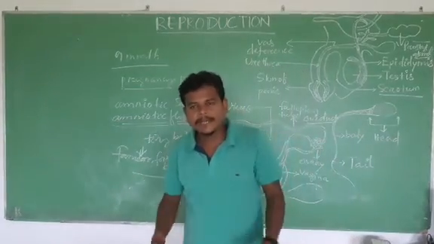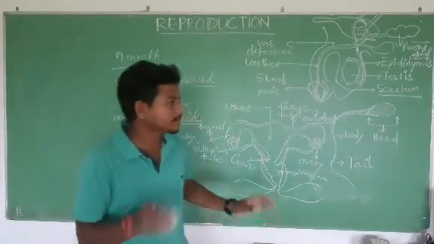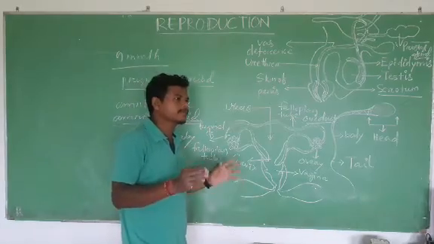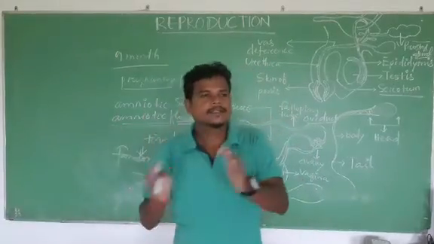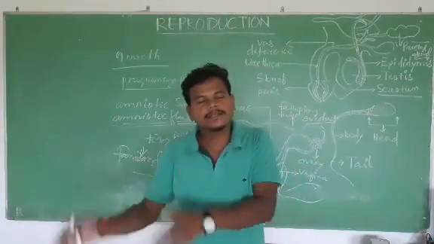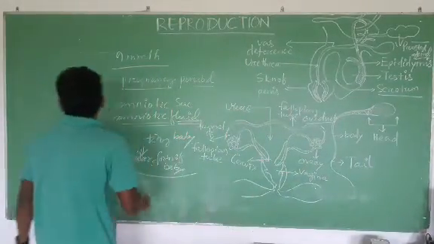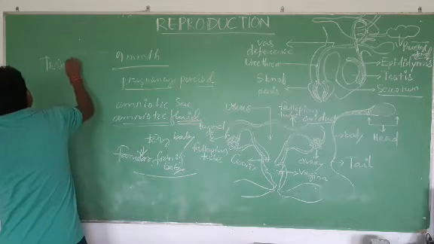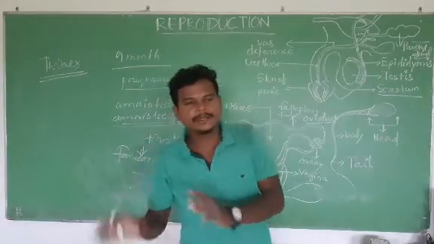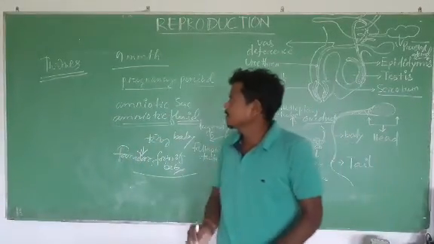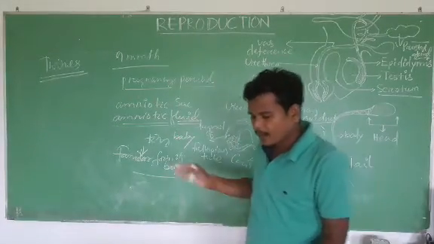Sometimes we might have seen a mother affected by multiple birth. We know that a mother gives birth to a child, but sometimes a mother may give birth to more than one child. And what are these? That is called twins. Students, what are twins? Twins means the birth of multiple children from a single parent at the same time. How do twins occur?